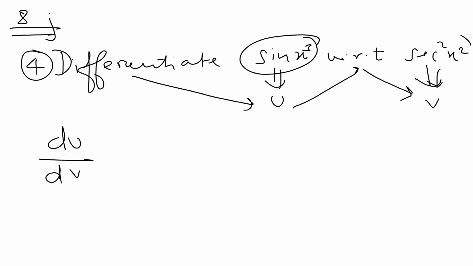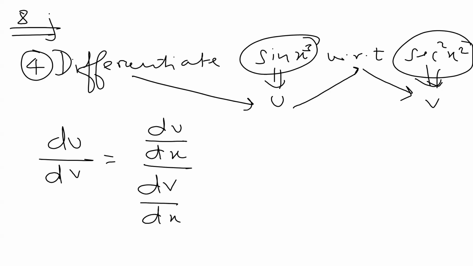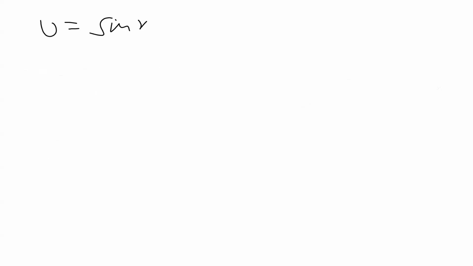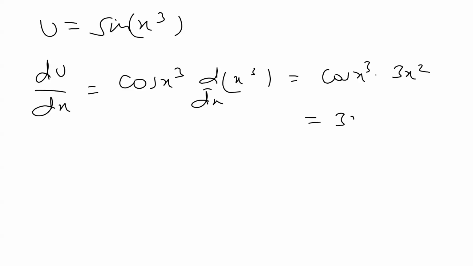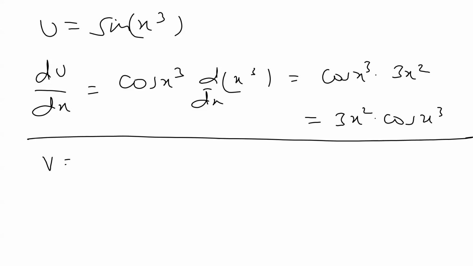So this is differentiate u, that is du, with respect to differentiation of v. So this is u, right? This is v. So differentiating u with respect to v, that is du by dv. Now u is a function of x, v is also function of x. Okay, equation number one. Okay, u is equal to sin x cube, du by dx. Sin x cube is cos x cube into d by dx of x cube. Chain rule will come. Okay, so cos x cube into 3x square. So 3x square into cos x cube.